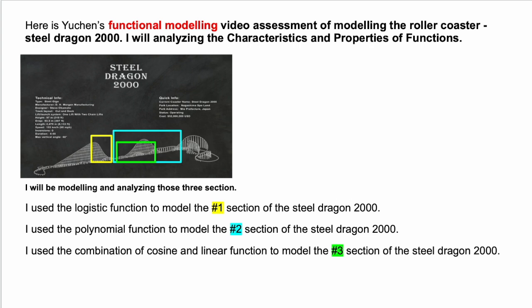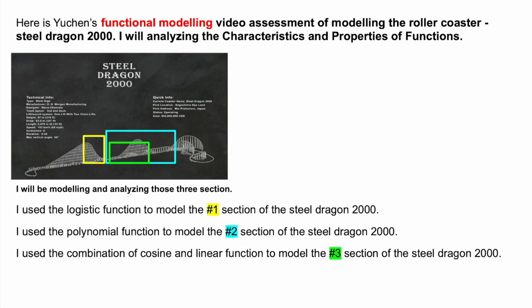Here's Yuchen's video assignment of modeling a roller coaster, Steel Dragon 2000. I will analyze the characteristics and the properties of the functions. Here's an overview of the 3 parts that I will be analyzing.